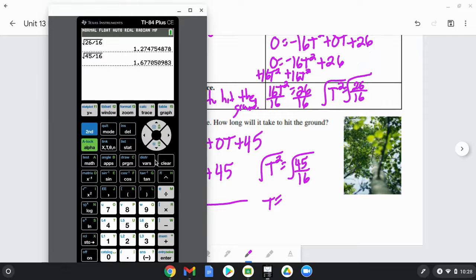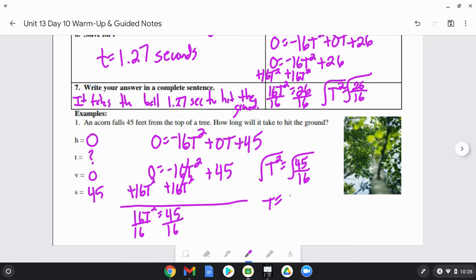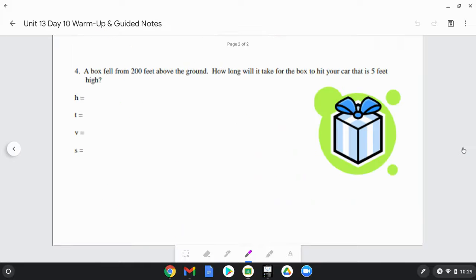We press enter, we get a decimal. So that acorn's a little bit higher than the tennis ball, so it takes a little bit longer, right? So that'd be 1.68 if we round it correctly to 2 decimal spots. And that would be my answer for how long it takes the acorn to hit the ground. Pause if you need to here to write it down. I'm going to keep moving.